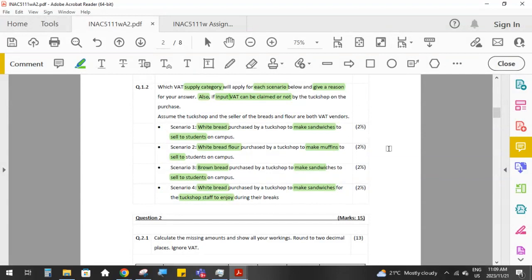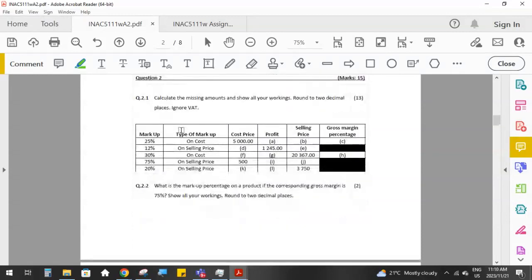So remember, whether we can claim the VAT back or not depends on two things. Number one, were we charged VAT in the first place? And then secondly, what are we going to use that product for if it's a standard rated item? Okay. So hopefully that is going to be of help to you.